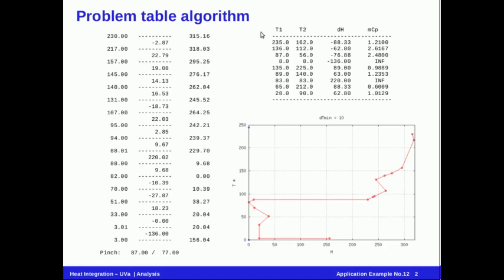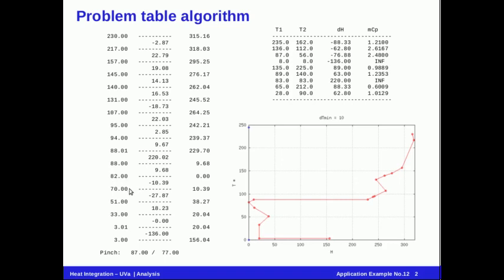With the complete problem table and the minimum approach of 10 Celsius, we can apply the problem table algorithm, calculate the heat cascade, and build and draw the grand composite curve. What is important in calculating the minimum number of heat exchangers is knowing the pinch that separates the problem into regions. The process pinch here lies at 82 displaced temperature.